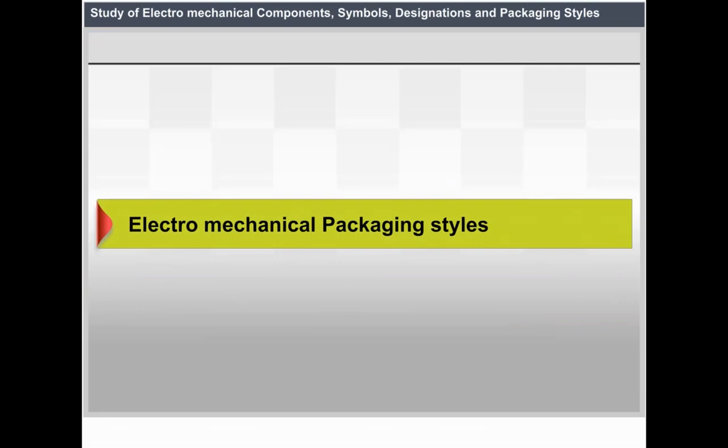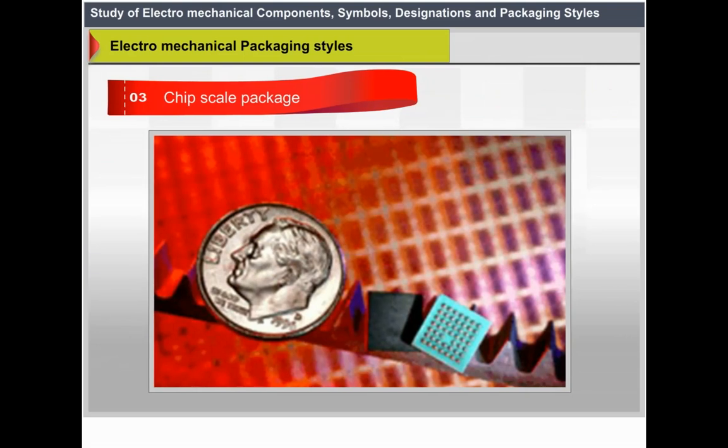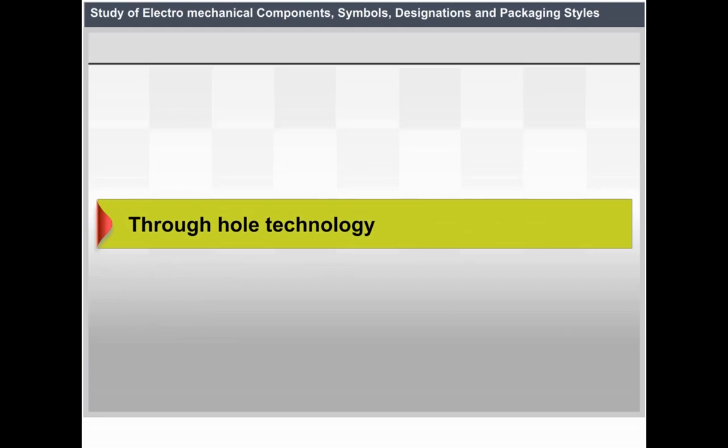Electromechanical packaging styles. 1. Through-hole package. 2. Surface mount package. 3. Chip scale package. Through-hole technology.